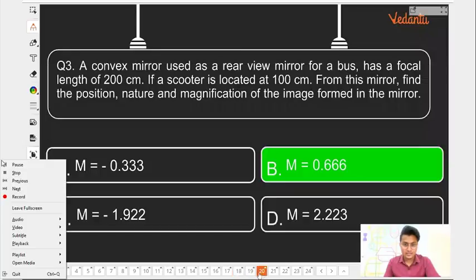Let's check out what is the answer. And definitely yes, it's option B. So bang on guys, you got it correct.